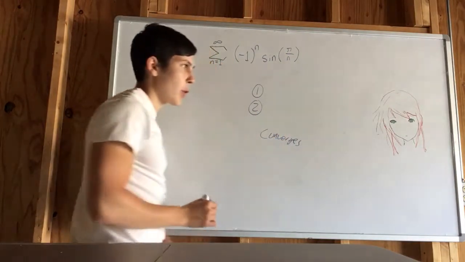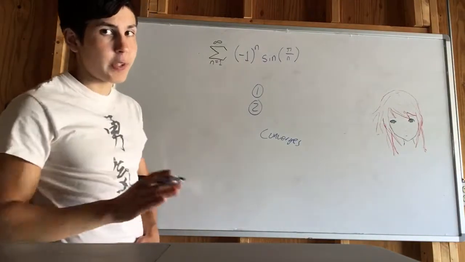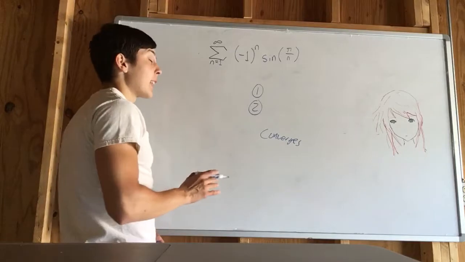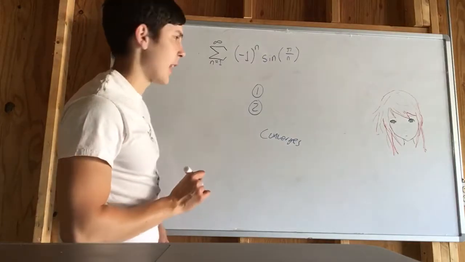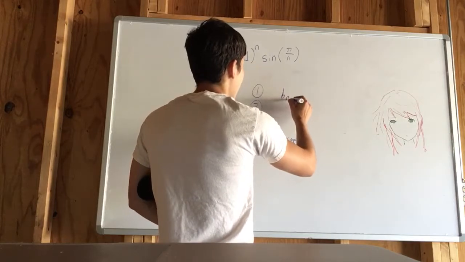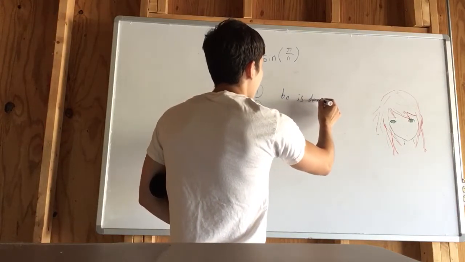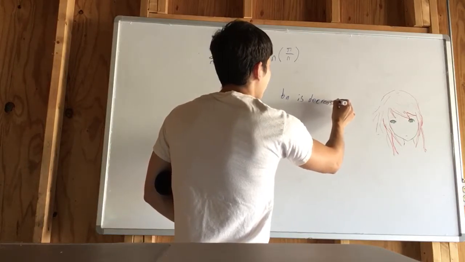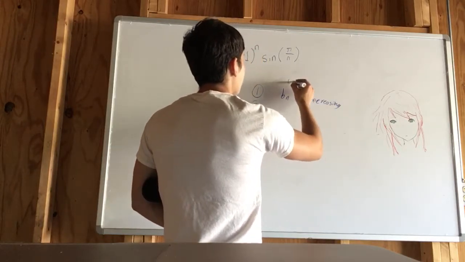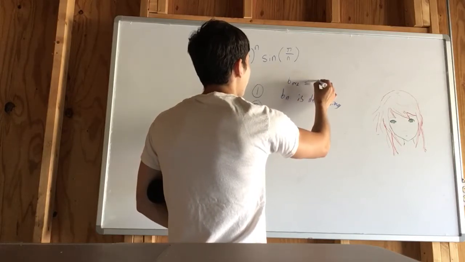Only if it meets both conditions. If it doesn't meet both conditions, then we can't say that it converges or that it diverges. It's inconclusive, and we would have to do another test. So first of all, we want to make sure that b sub n is decreasing. In other words, b sub n plus 1 is less than or equal to b sub n.